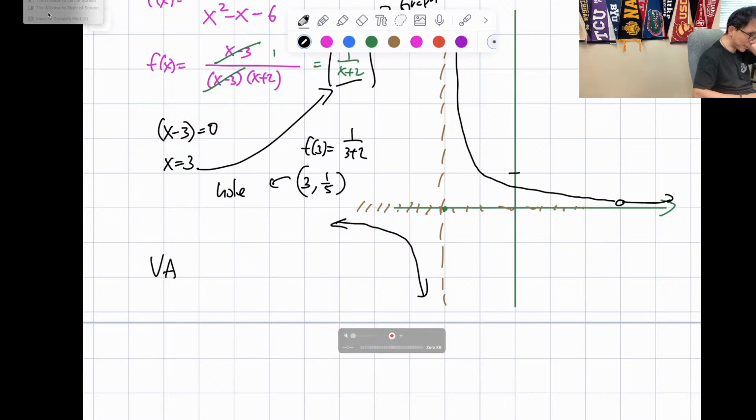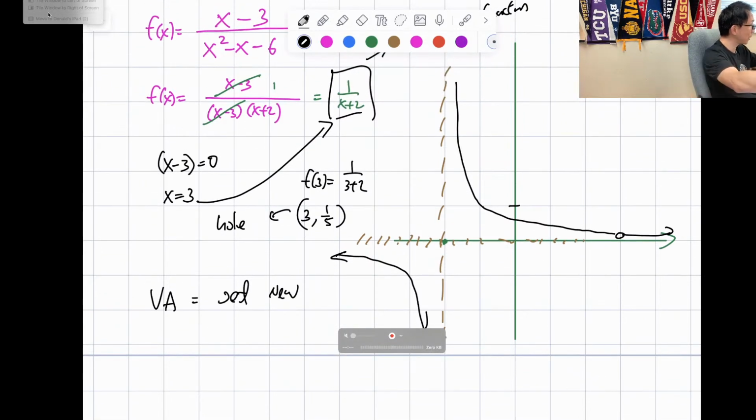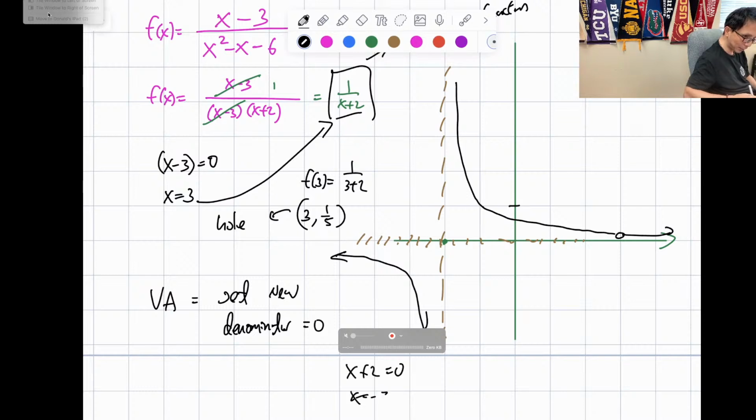Vertical asymptote: set the new denominator, not the old denominator. Because the old denominator has 3 and -2, right? You thought it was a true vertical asymptote, but it was not. Set the new denominator equal to 0. So before we did not write that. Set new denominator equal to 0. In this case, it's x plus 2 equal to 0. x equal to -2. And there's the asymptote right here. And that's how you graph this. Is that okay?